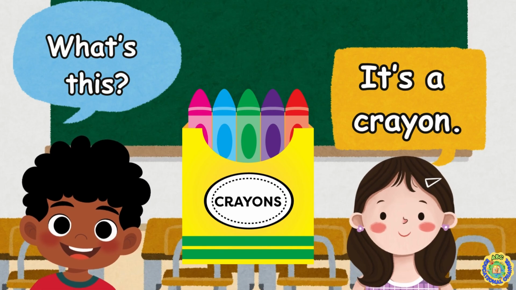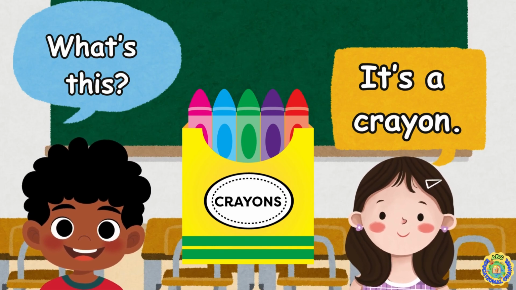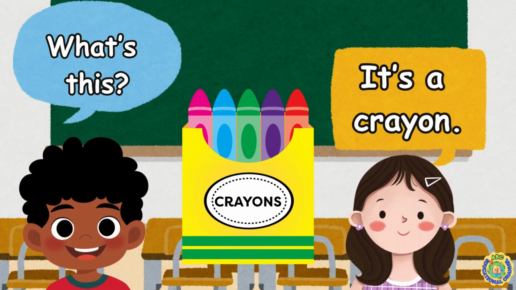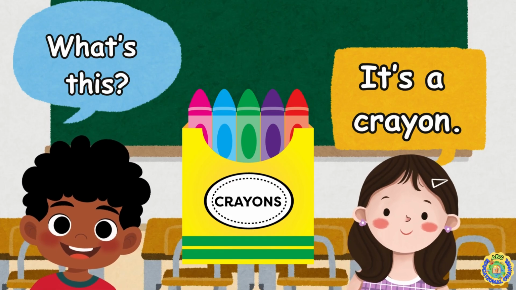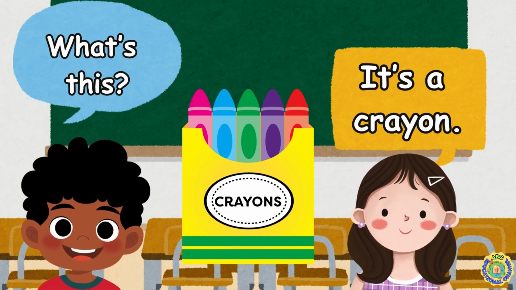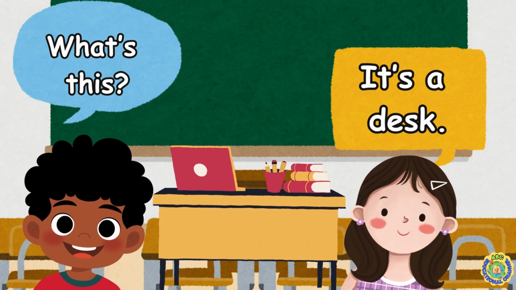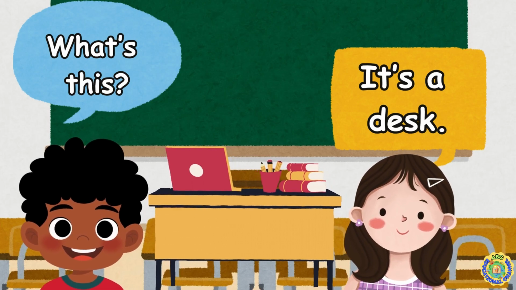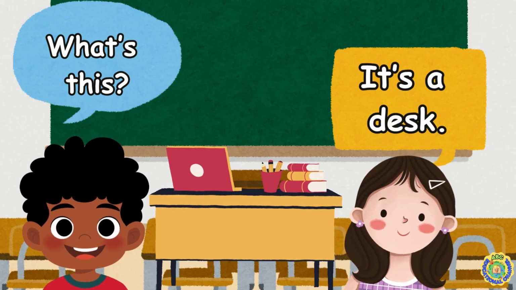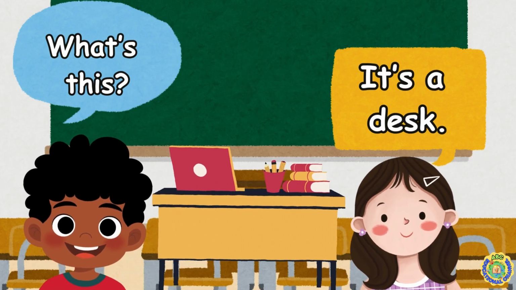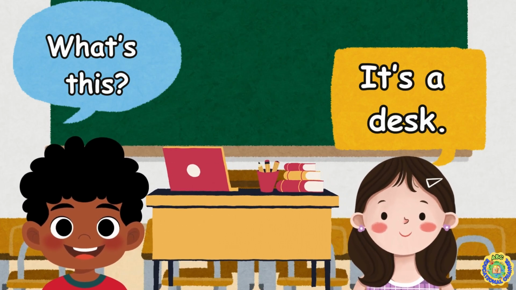What's this? It's a Korean book. What's this? It's a Korean book. What's this? It's a duster. What's this? It's a duster.